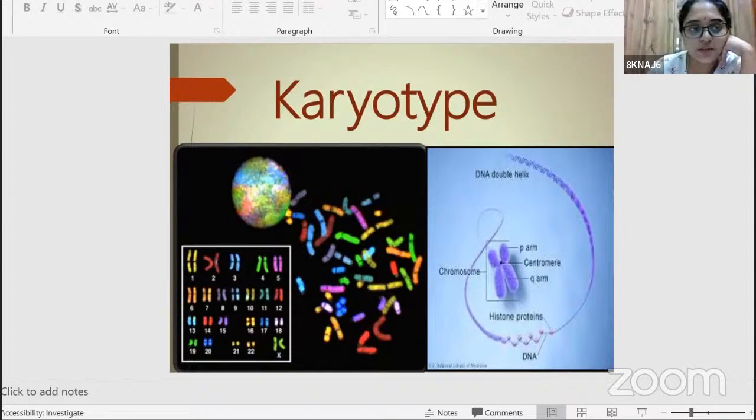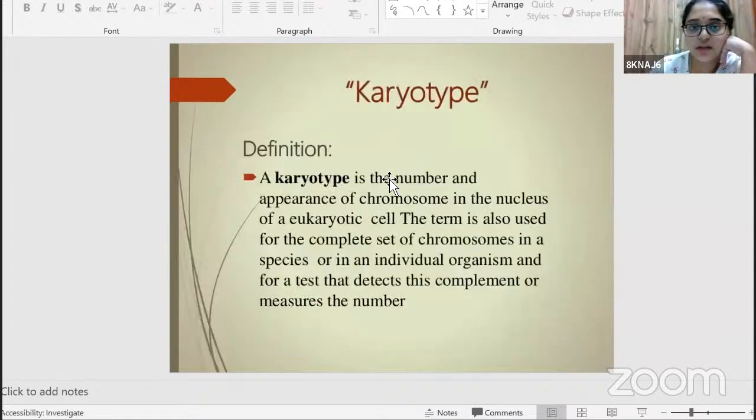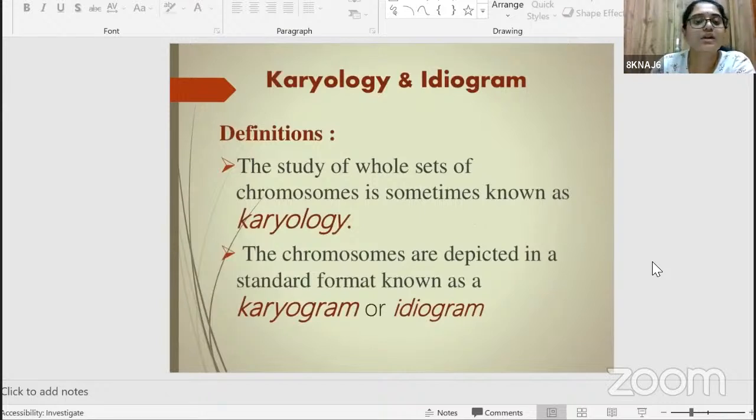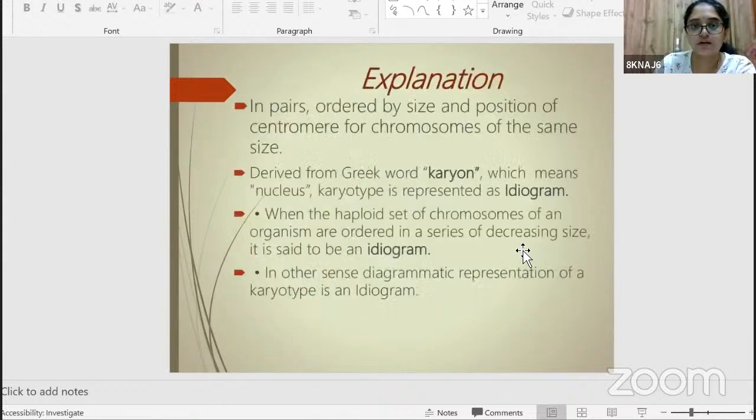Right. So when it comes to karyotyping, a karyotype is the number and the appearance of the chromosomes in the nucleus of a eukaryotic cell. So the complete set of chromosomes, how they are arranged in an organism, and the number of them, is known as the karyotype. The study of it is known as karyology, and in the standard format, the chromosomes that are present are represented as a karyogram or an ideogram. Karyon again means the nucleus, and the ideogram is the karyotype that is represented.